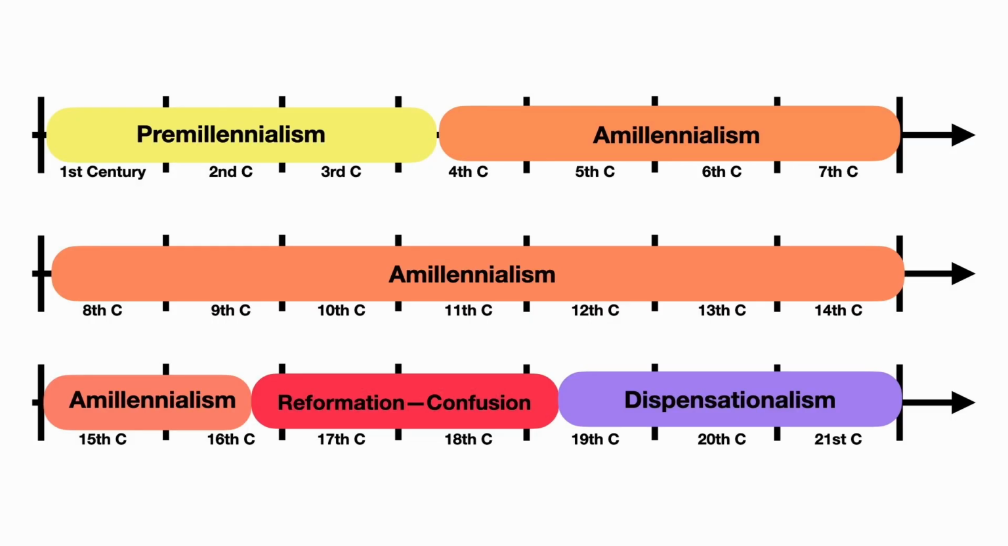So that's amillennialism. And then you get up to, in the red, the Reformation period, and I call this the period of confusion. Now, to be very clear, it doesn't mean that everyone was confused. It just means that when you start trying to understand what was the dominant view of the end times, what was the dominant eschatology from the time of the Reformation for the next couple hundred years, it's very confused. Their ideas are all over the place.